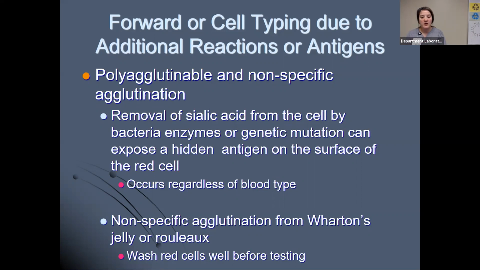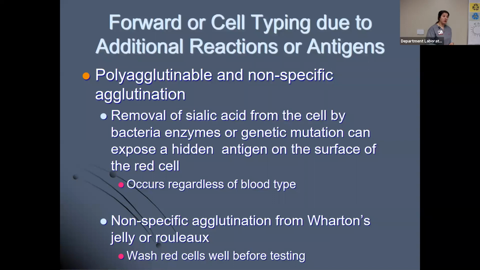And then you might have some non-specific agglutination from Wharton's jelly. I don't know if any of you know what Wharton's jelly is. In the newborn, in the cord blood, the maternal fetal blood exchange, there is this gelatinous material. It's called Wharton's jelly. It looks like grape jelly. It's just gelatinous, okay?